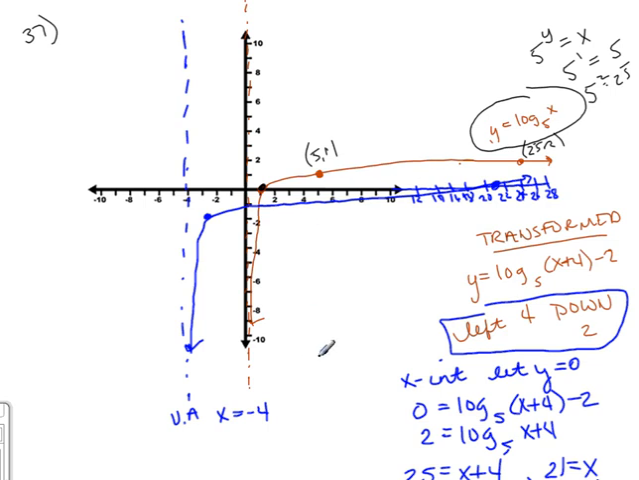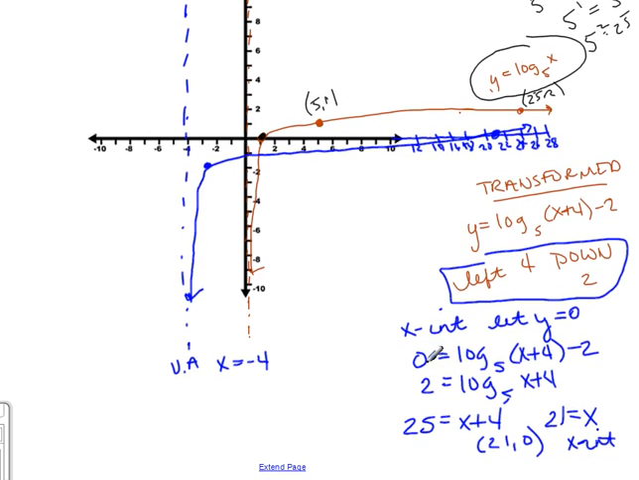And then if we want to, we could move any of those other points as well to the left 4 and down 2, or another way to find at least where that x-intercept would be is to find the x-intercept by letting y equal 0. So when we let y equal 0, I get 0 equals log base 5 of (x plus 4) minus 2. Move the 2 over. And then when I put this logarithmic function into exponential form, you would get 5 squared equals x plus 4. So that's the same thing as 25 equals x plus 4, or x equals 21.